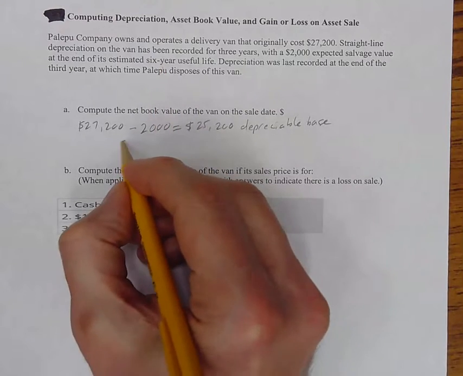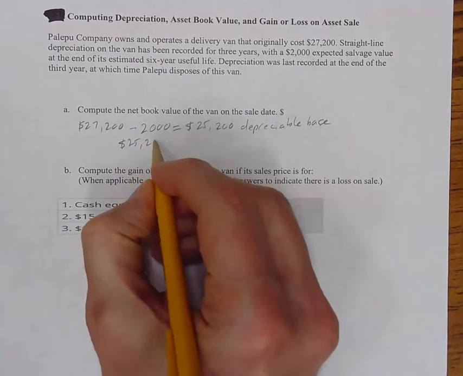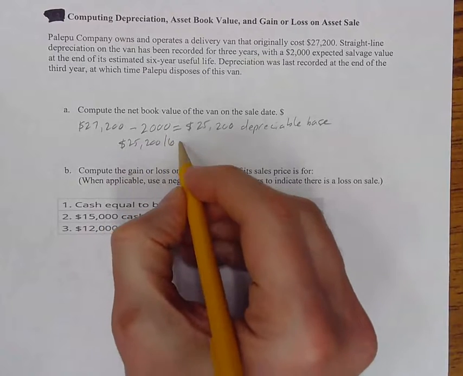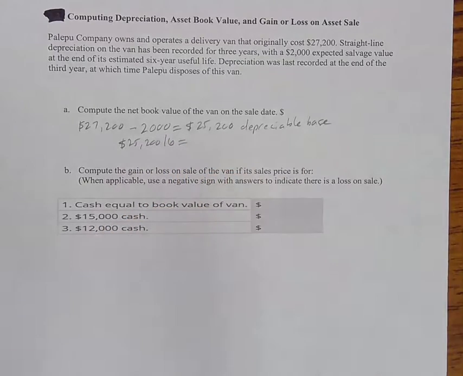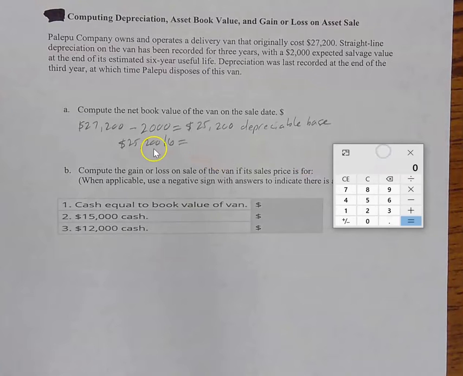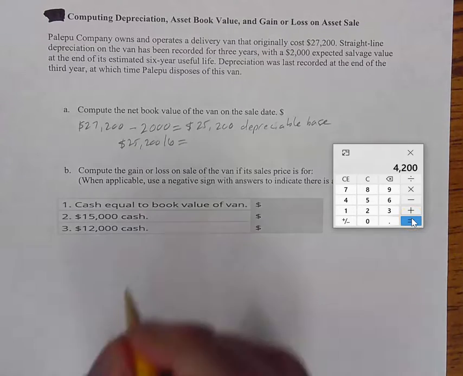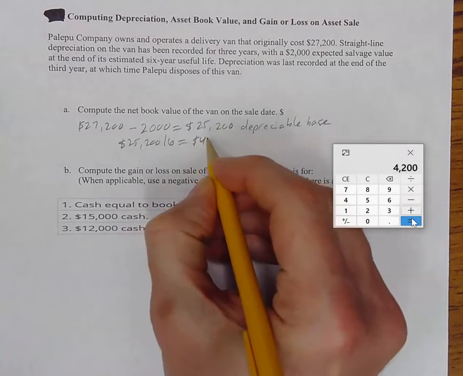Okay, so this $25,200 is then divided by the useful life. So $25,200 divided by 6 is going to give us a number, I believe 4,200. But let's not take my word for it. 25,200 divided by 6 equals 4,200. And this is the amount of depreciation expense on an annual basis.